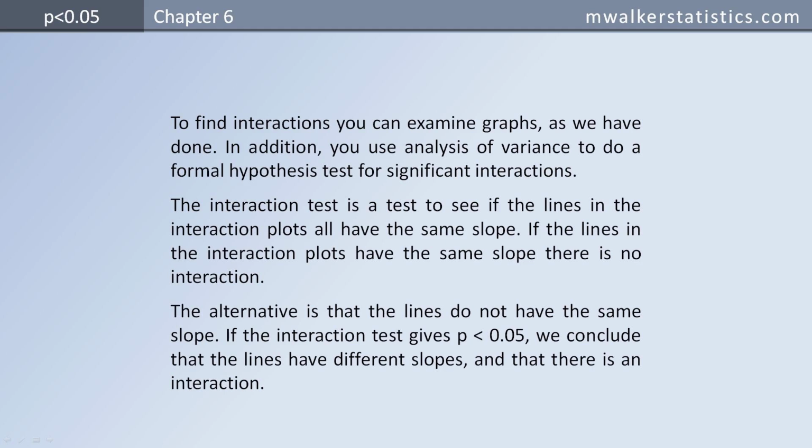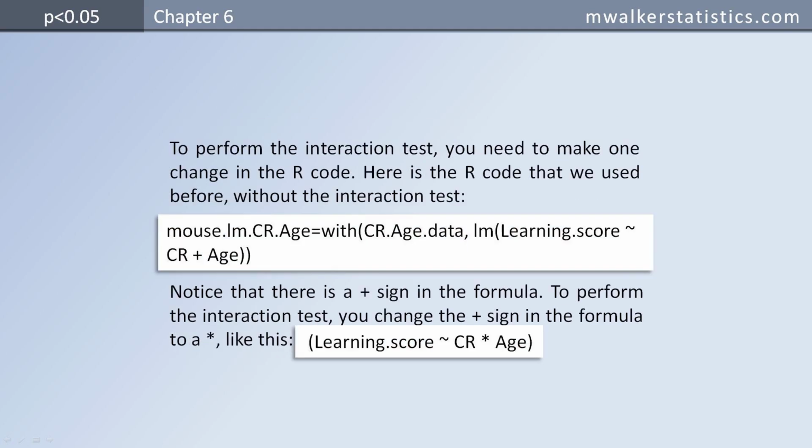To perform the interaction test, you need to make one change in the R code. Here is the R code that we used before, without the interaction test. Notice that there is a plus sign in the formula. To perform the interaction test, you change the plus sign in the formula to an asterisk, like this.